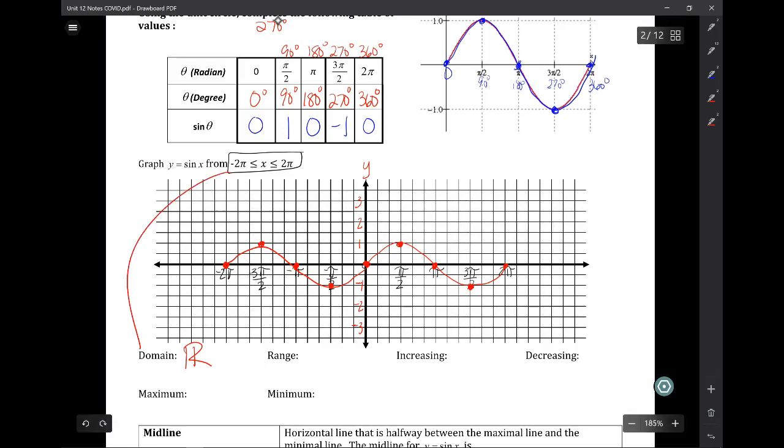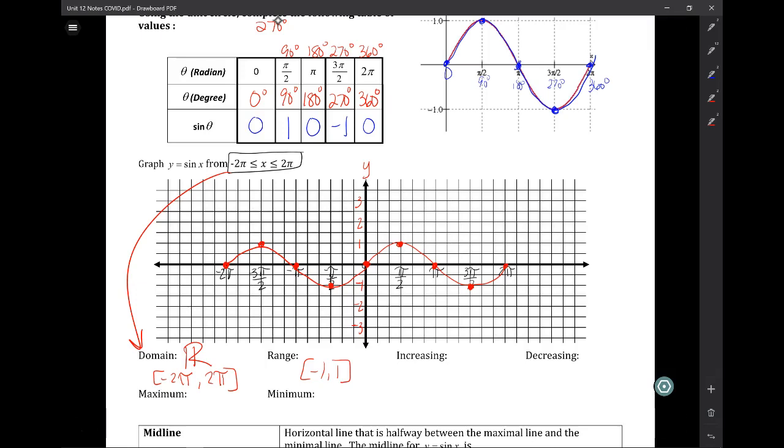However, I did restrict the domain in the very beginning of this problem, so you could also claim that the domain is -2π to 2π because that's what I told you to graph it from. The range is, remember, the lowest point it goes to the highest point that it goes, so that's going to be from -1 to 1.